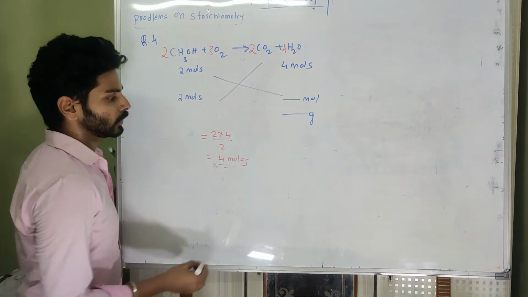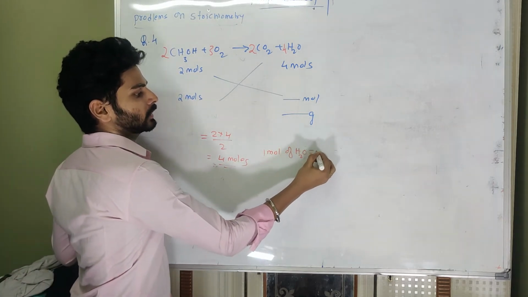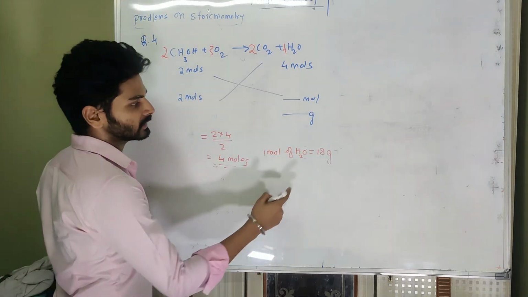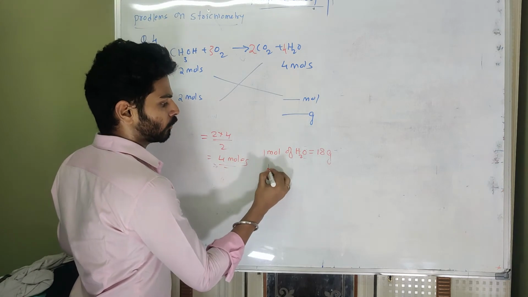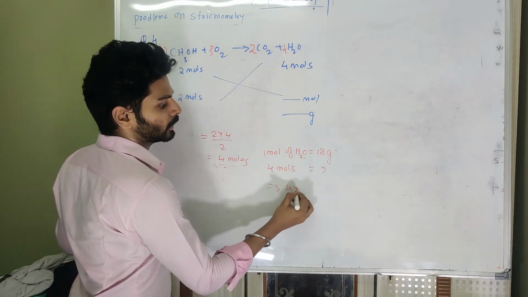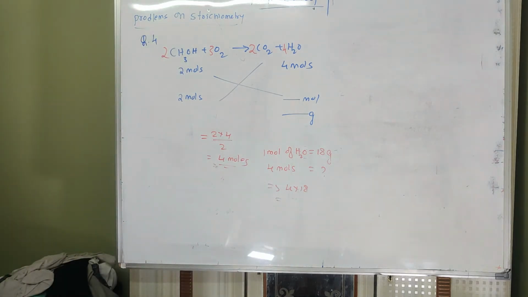We know 1 mole of water is equal to 18 grams: oxygen is 16, hydrogen is 2, 2 plus 16 is 18 grams. So 4 moles will be equal to how much? 4 into 18 is 72 grams.